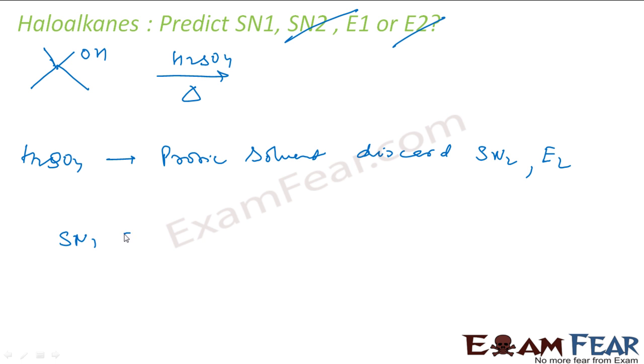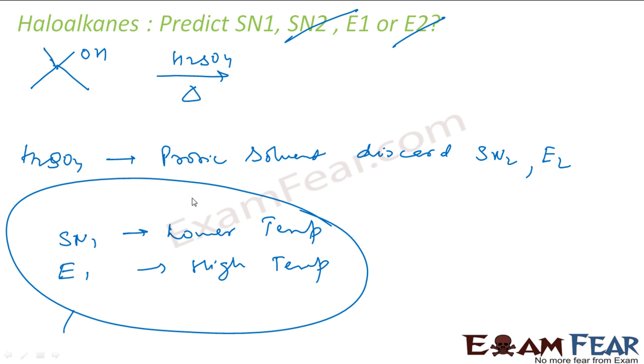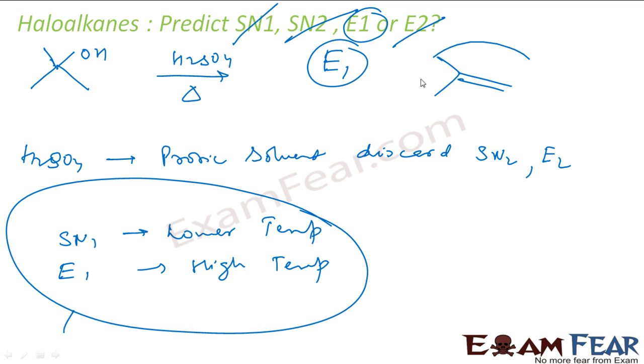But we know that SN1 happens at lower temperature and elimination happens at high temperature. Please note this rule. At the lower temperature we have substitution, and at higher temperature we have elimination. Since we are giving a temperature, substitution is discarded, we have elimination. So it will go for an elimination reaction. So it will be something like this. This will be the output. Correct? Instead of OH, you can also go for a halogen also.